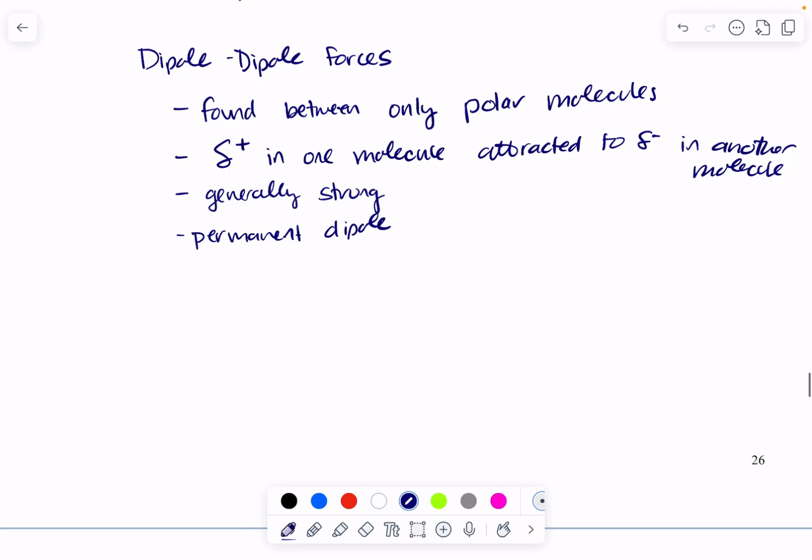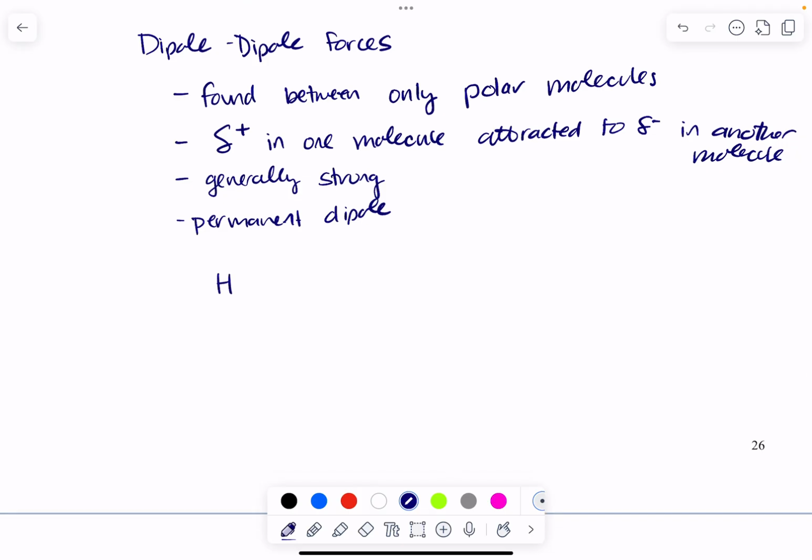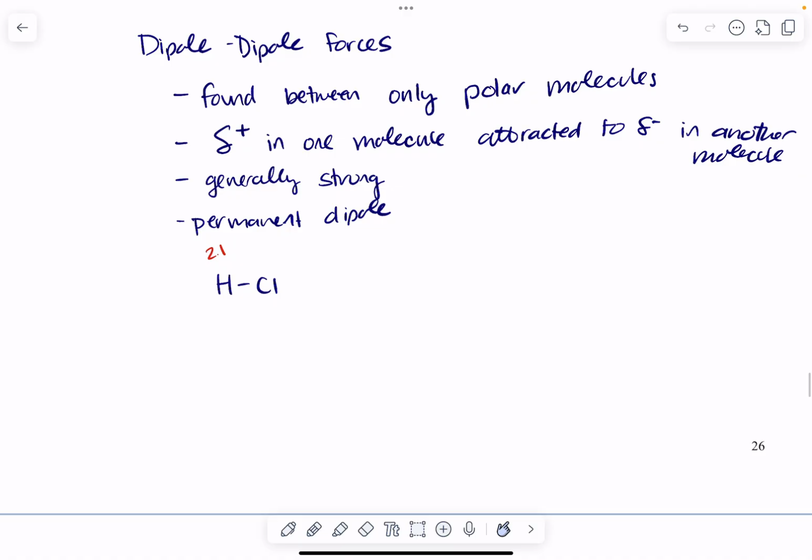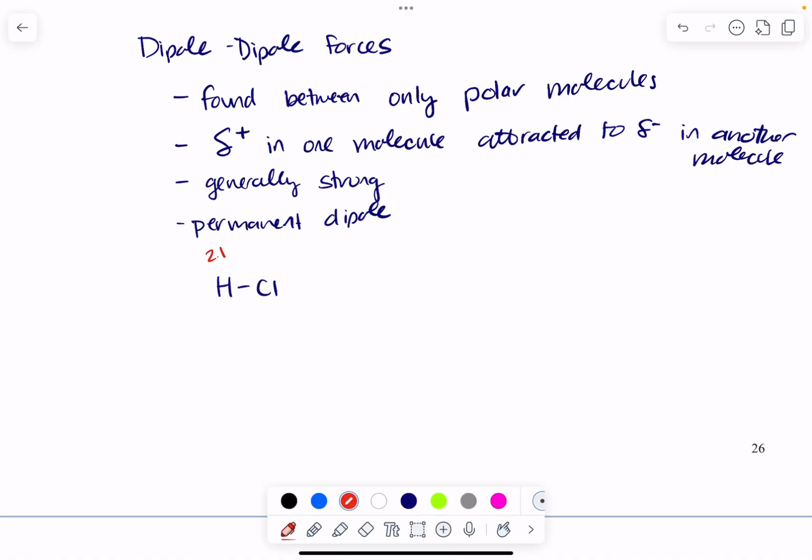Okay, so here's an example. I could have HCl. We learned last class that hydrogen's electronegativity value is 2.1. Chlorine's electronegativity value is 3.0. And as a result, electron density in this bond is pulled towards chlorine, and that gives chlorine what we call a delta negative or a partial negative, and hydrogen has a partial positive.